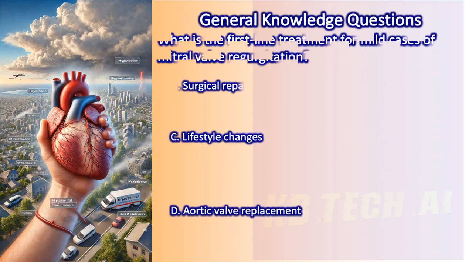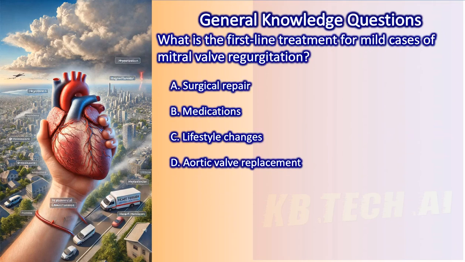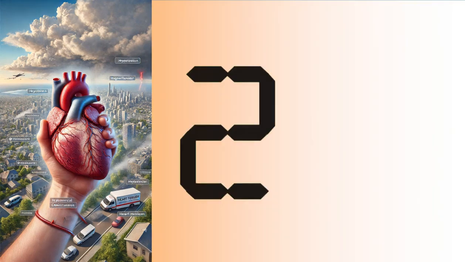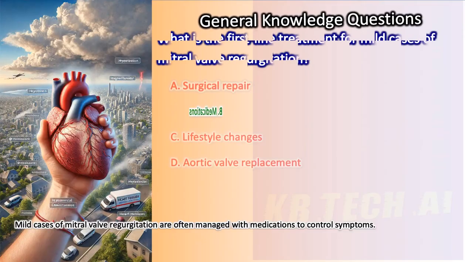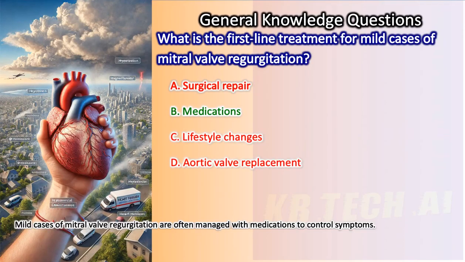Which is the first-line treatment for mild cases of mitral valve regurgitation? Option 1, surgical repair. Option 2, medications. Option 3, lifestyle changes. Option 4, aortic valve replacement. The answer is option 2, medications.